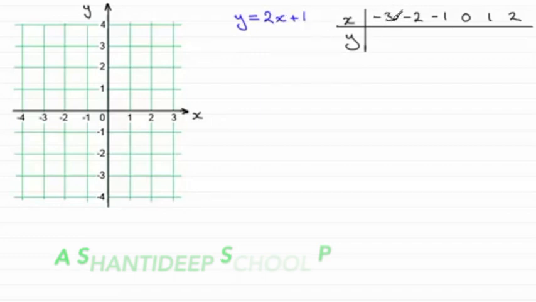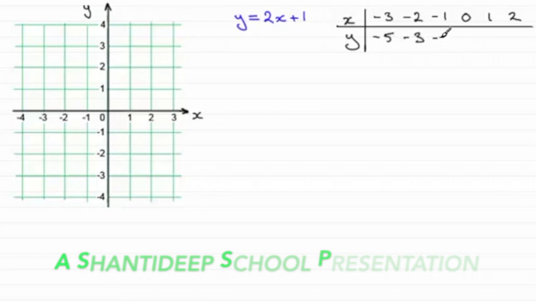So when x equals -3, we've got 2 times -3, which will be -6, plus 1 is going to give us -5. And then if I substitute -2 into here, 2 times -2 is -4, plus 1 is -3. For -1, 2 times -1 is -2, plus 1 is -1. Now when it comes to 0, 2 times 0 is 0, and we're just left with y equaling 1.